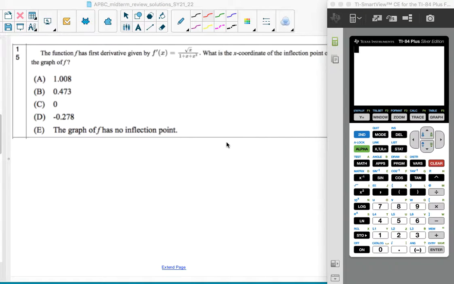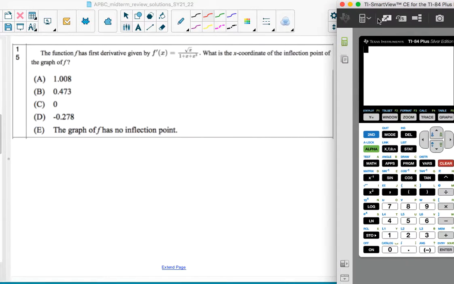All right, this is AP Calculus BC. We're doing midterm review. This is multiple choice number 15, which is a calculator problem. So f has a first derivative that we're given. What is the x-coordinate of the inflection point of the graph of f?